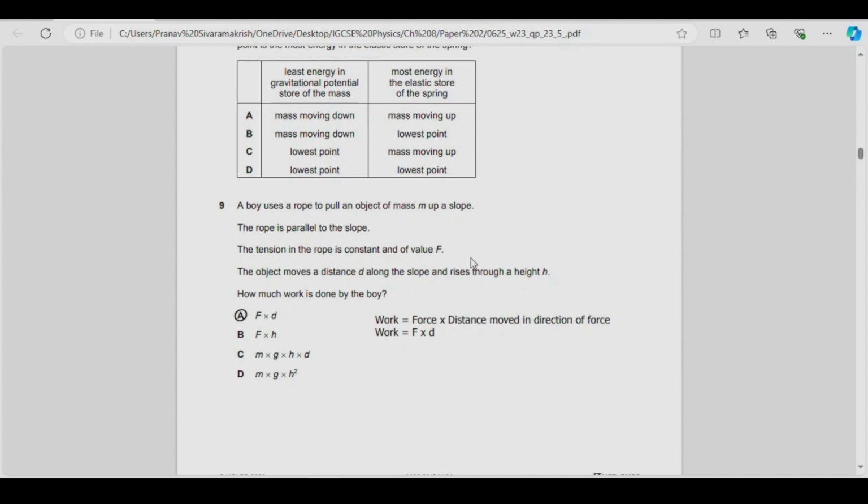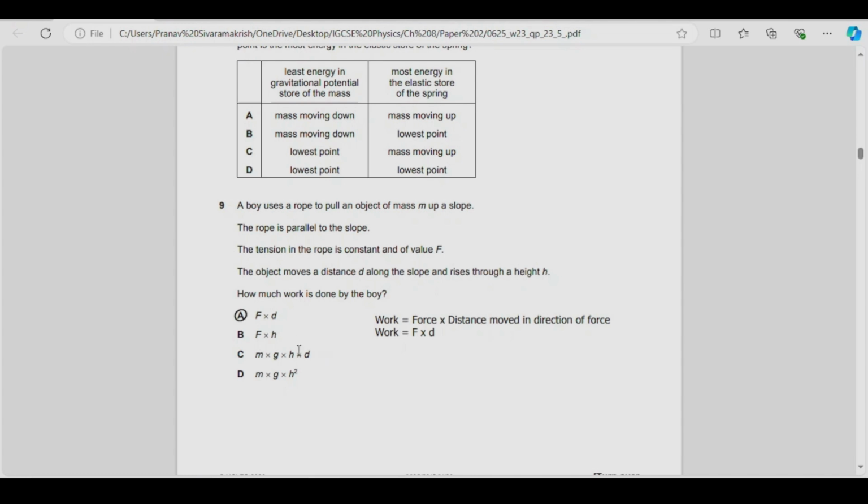So you'll find a lot of these questions where they give you essentially 2 distances, right? So you've got distance d, and then you've got a height h. And really, which value of distance you use in your formula for work depends on which direction is along the direction of the force, because the formula for work is force multiplied by distance moved in the direction of the force. So essentially, if we look at F into d, d is the distance along the slope, the force acts along the slope. So essentially, that distance d is in the direction of the force, therefore that answer is correct.